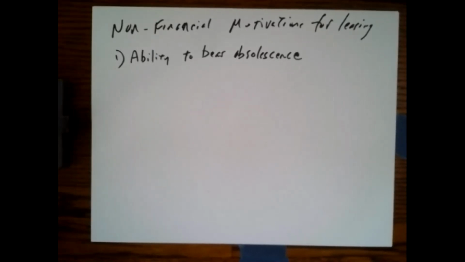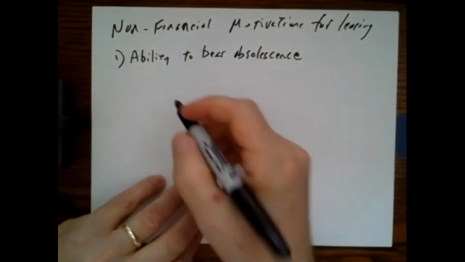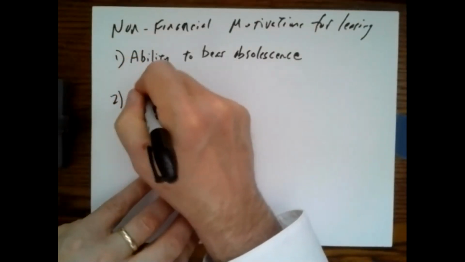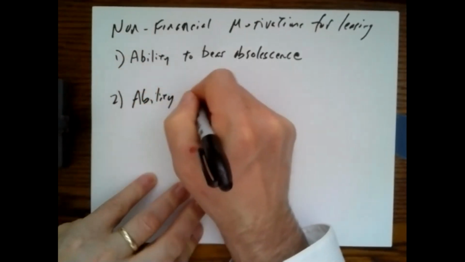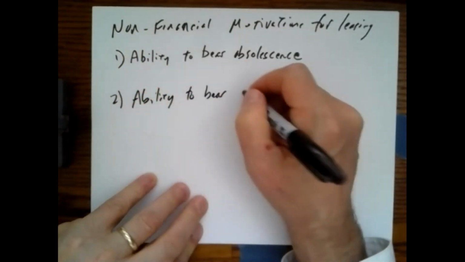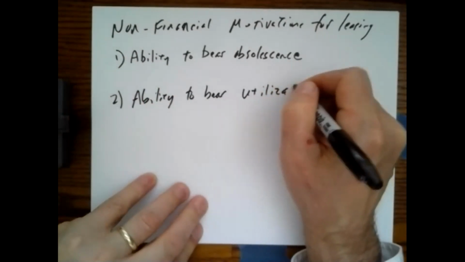Organizations do the same thing, right? If you want to have the newest and best equipment all the time, it's more convenient to lease than it is to buy. So the next is ability to bear utilization risk.